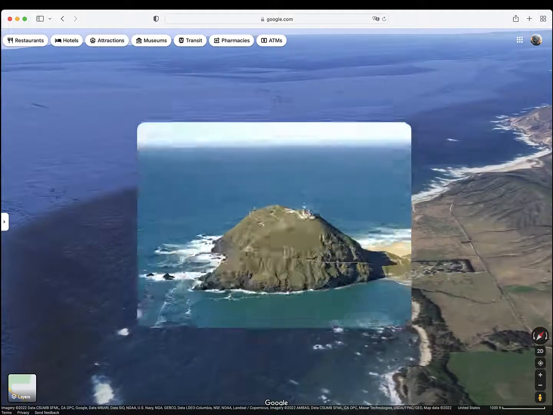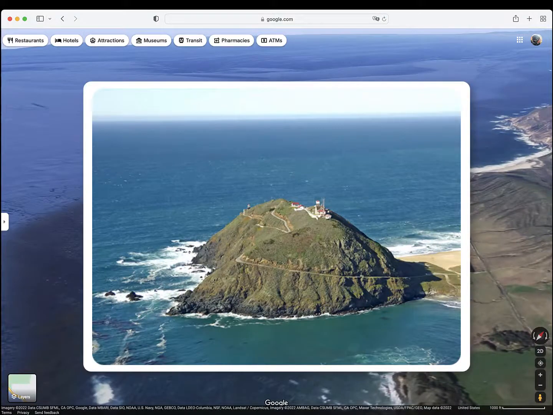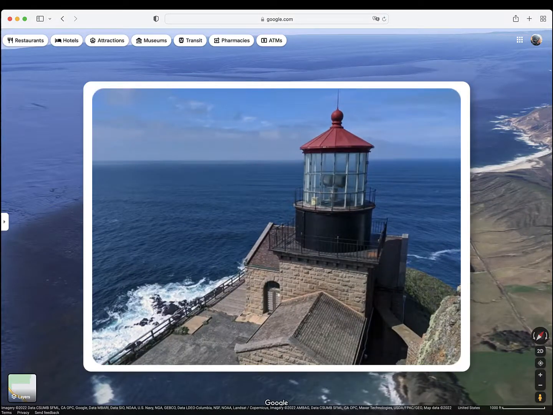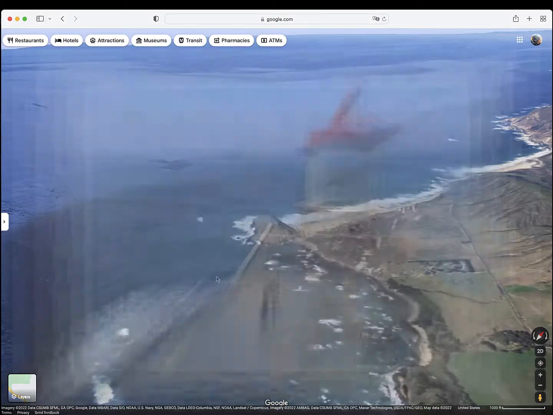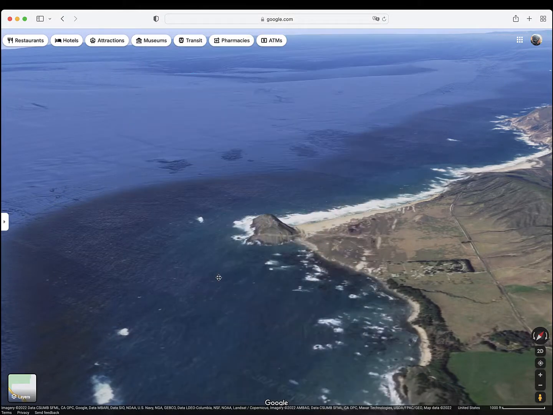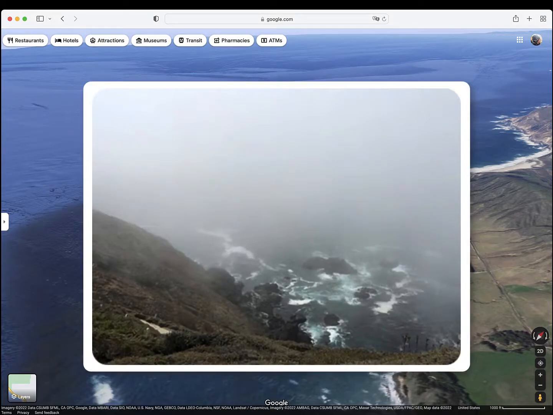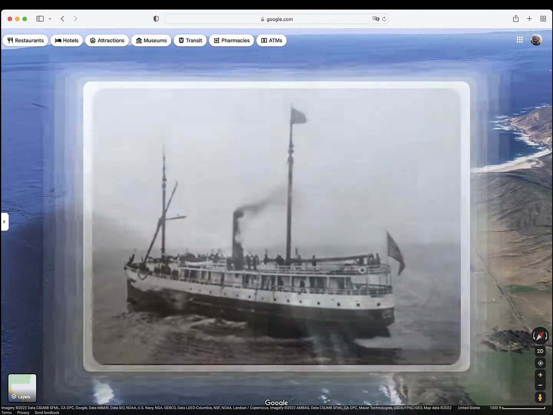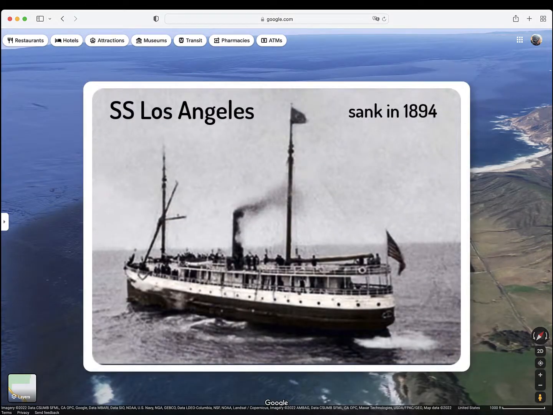Farther north is Point Sur and its still operational lighthouse. Point Sur was first mentioned in the logs of Portuguese explorer Juan Cabrillo in 1542. And due to the currents, rocks, and weather, it has long been a hazard to shipping, with more than a dozen notable shipwrecks in the area.